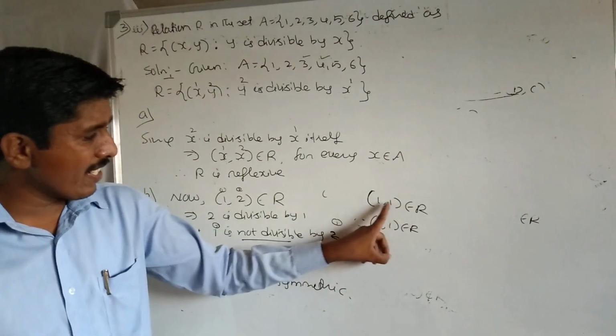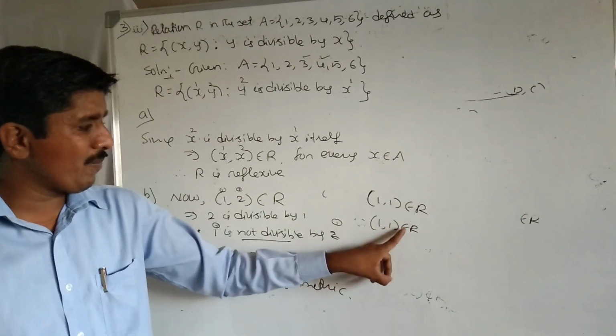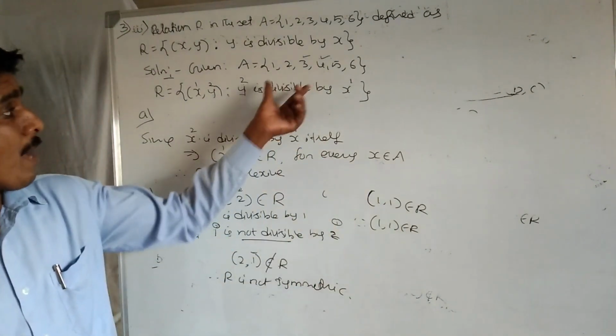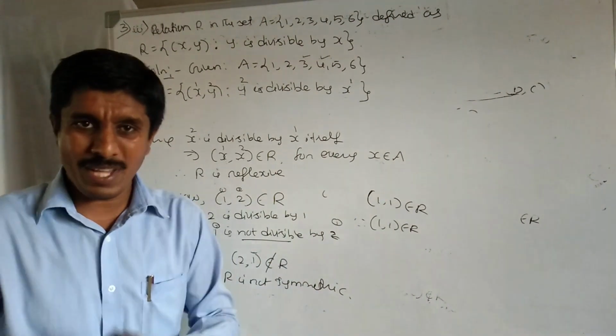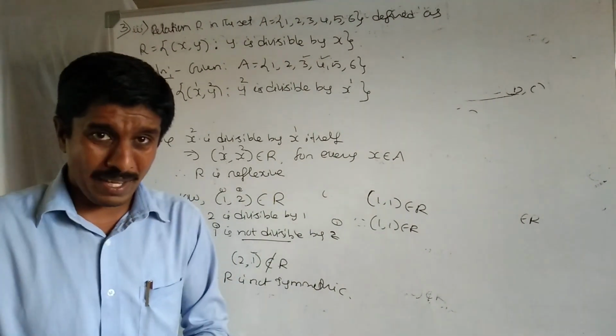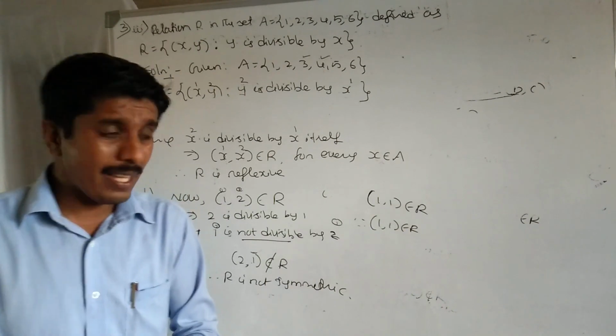Here 1 is divisible by 1, so in this case it is okay. If every element of the relation satisfies that symmetric condition, we say that it is symmetric, otherwise not. If any one element does not satisfy it, it is not symmetric. Let me give a simple example here.